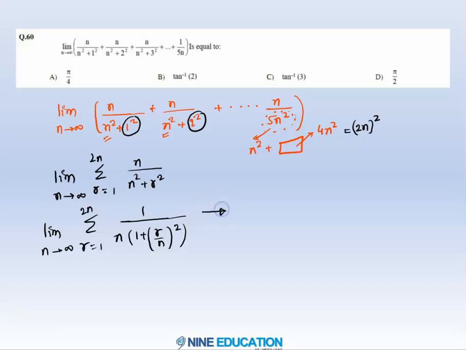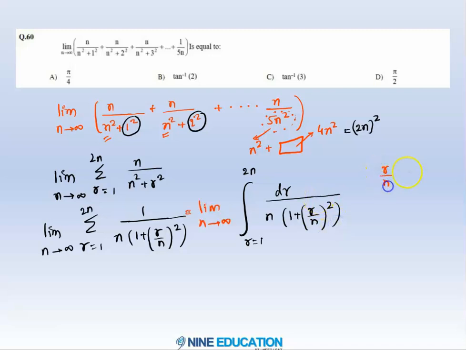So this can be converted into a definite integration problem now, where we can say that r is equal to 1 to 2n, and we are having dr divided by n, 1 plus (r by n) whole square. Think about the substitution. If I put r by n is equal to x, when r is equal to 1, x will be tending to 0 as n is tending towards infinity, and when r is equal to 2n, in that particular case x value will become 2 because n will get cancelled.